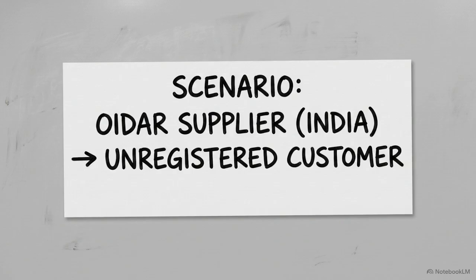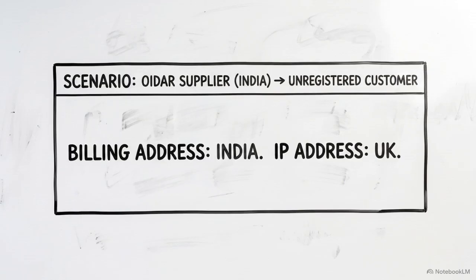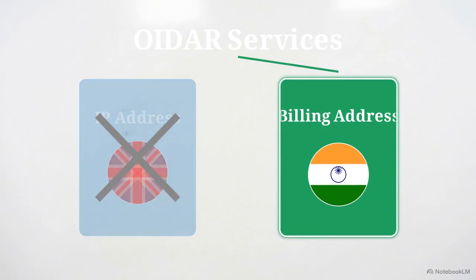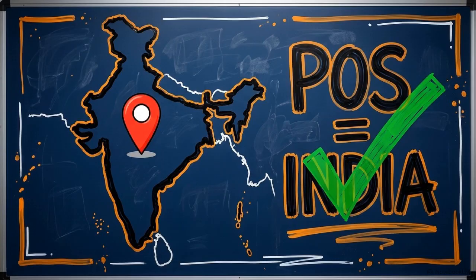Consider an online information access scenario. An Indian supplier provides services to an unregistered customer. The billing address is in India, but the IP address used is in the UK. To solve the contradiction between the physical IP and the billing address, we check the legal conditions for OIDAR services. Meeting just one condition, the Indian billing address, satisfies the legal requirement to locate the recipient in India. The place of supply is India. Applying the specific legal conditions resolves the conflicting data.